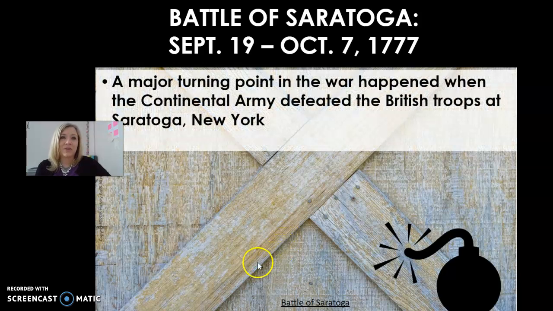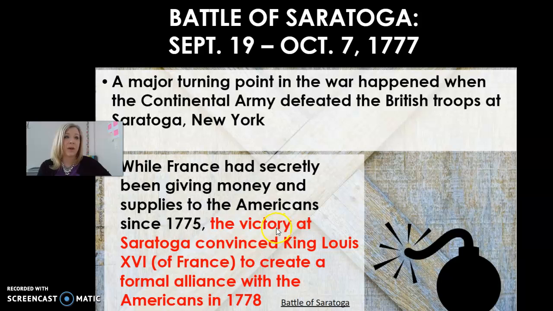Back to that Battle of Saratoga then. The Battle of Saratoga is a major turning point in the war. The Continental Army, George Washington was in charge of that Continental Army. He was hired and appointed by the Continental Congress, the Second Continental Congress. George Washington and the Continental Army defeats the British troops at New York, and that's Saratoga.